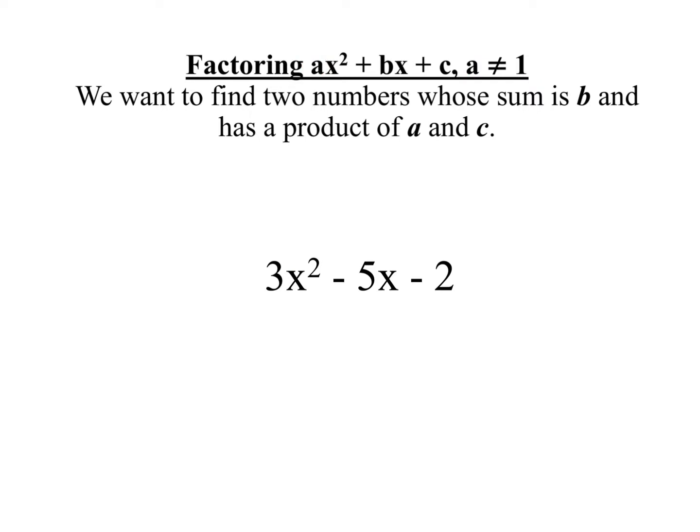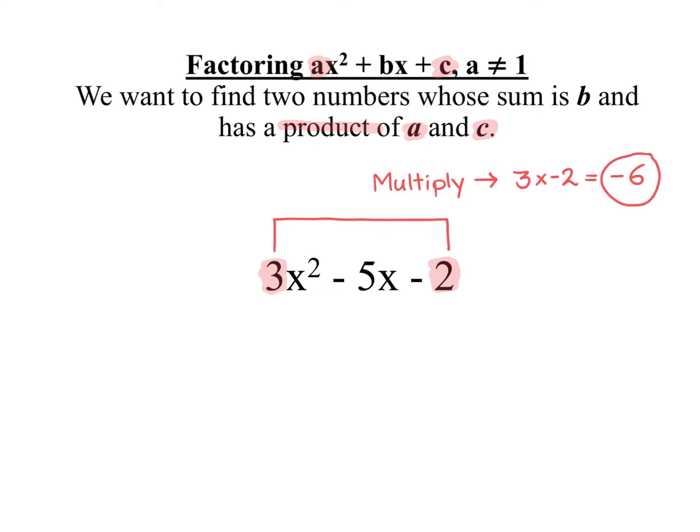Now, when you have a question like this, you're going to find two numbers whose sum is the b. So b is the middle term right beside the x. On the bottom side, that would be this -5. So you're basically going to find two numbers that add up to -5. Those same two numbers should have a product of a and c. Remember, a is the number beside the x squared, and c is the constant, the number by itself. So those same two numbers should multiply to the first one and the last one. In this case, they should multiply to 3 times -2, which is -6.